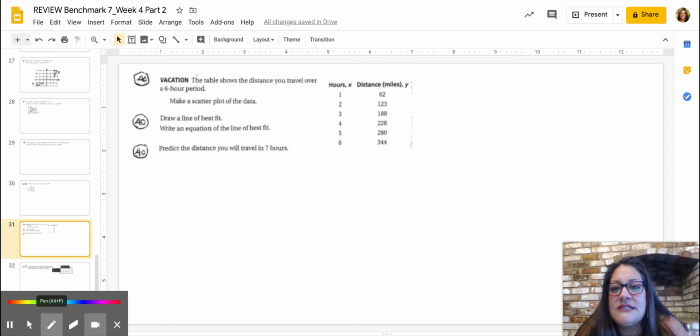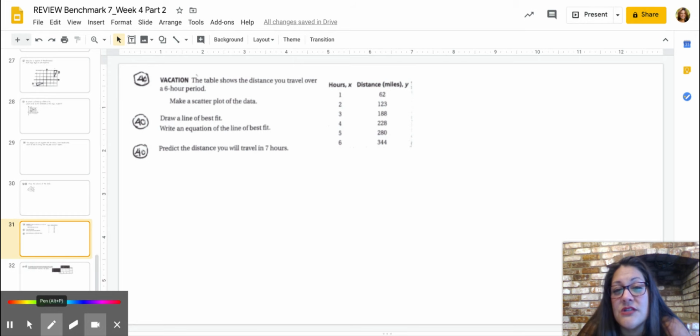Vacation. The table shows the distance you travel over a 6-hour period. Long time to be in the car, if you ask me. Make a scatter plot of the data. Draw a line of best fit. Write an equation of the line of best fit, and then predict the distance you will travel in 7 hours.